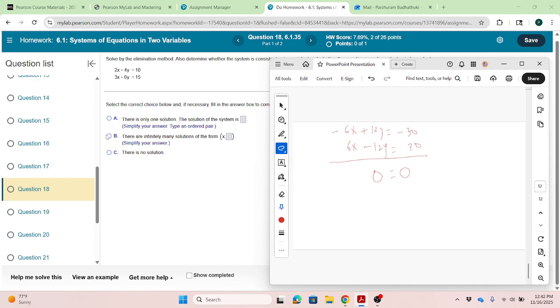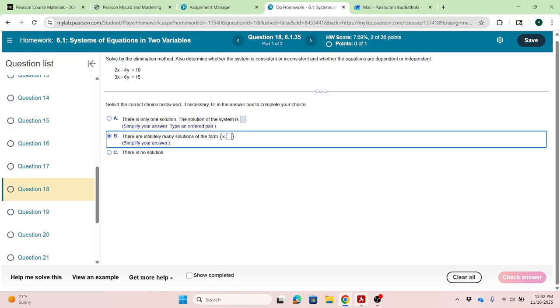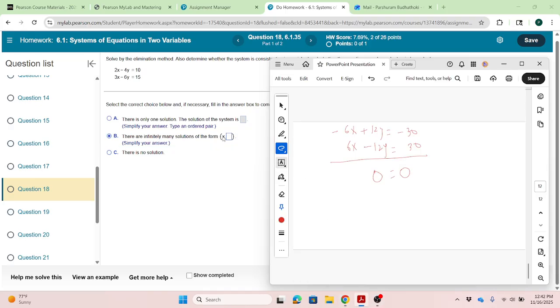So what do you say? There are infinite solutions. And how do you find those infinite solutions? You keep x as x, and for finding y, you take one of these equations and solve for y in terms of x. So let's copy the first one, 2x minus 4y equals 10. Keep in mind, both of these equations represent the same line. So we need to present our answer in terms of x, and in that way there will be infinite solutions.